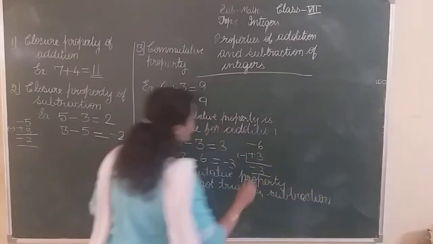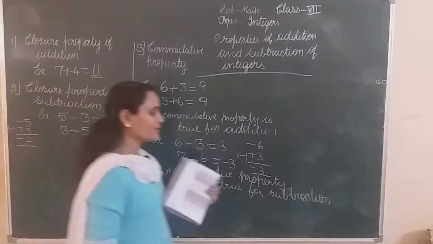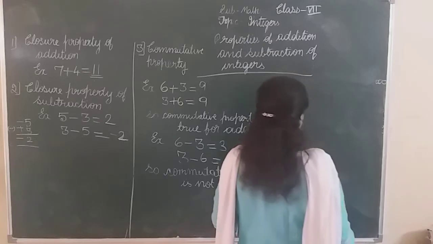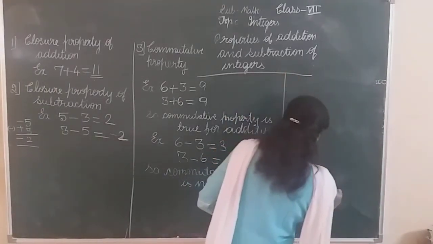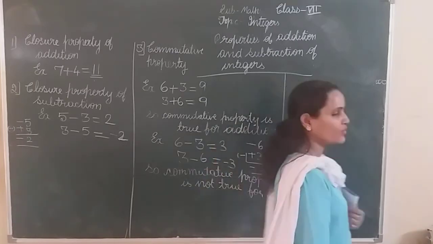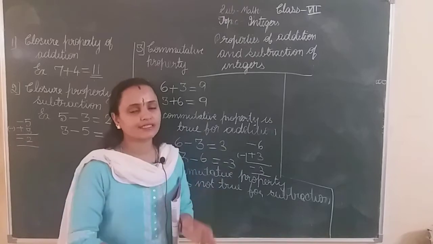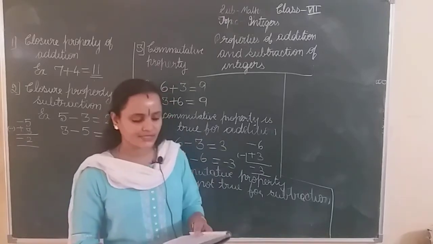So we have learned the three properties. Closure property of addition: when you are adding two numbers you get an integer. Closure property of subtraction: when you are subtracting two numbers you get an integer. The third property is commutative property, but it is true only for addition. When you are interchanging the numbers, the result is the same. That is true only for addition. It is not true for subtraction.